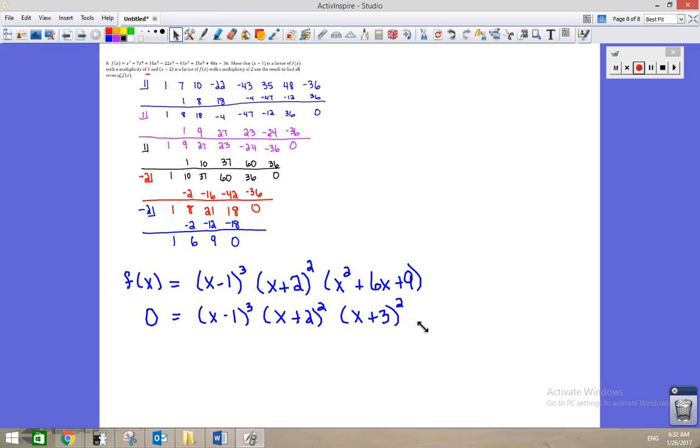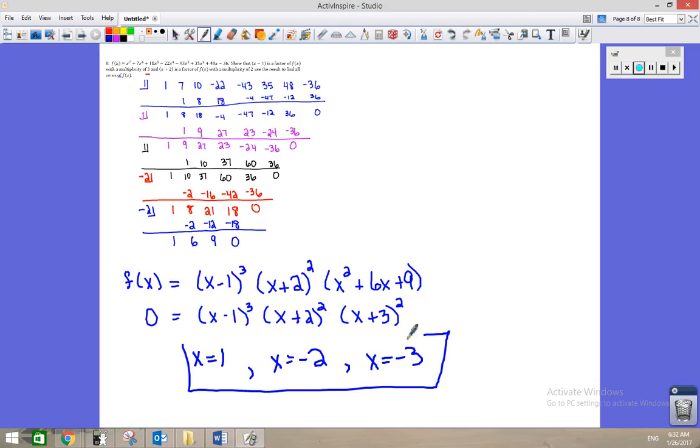They gave us most of it. They gave us that x equals 1 was a 0 of multiplicity 3, that x equals negative 2 of multiplicity 2, but they didn't give us this negative 3 of a multiplicity 2. 3 plus 2 is 5, plus 2 is 7. The original thing was x to the 7th. We have found all of the degrees.